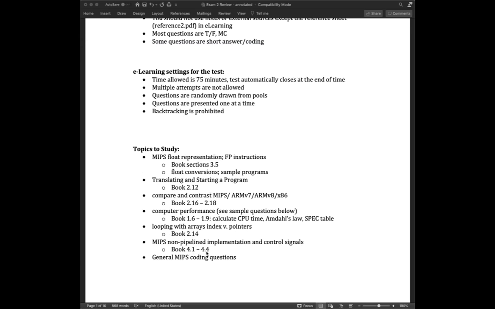The first part of Chapter 4 is this non-pipelined implementation and the control signals that we've been talking about, and then some general MIPS coding questions. These will be similar to the first exam: small coding snippets or questions where you're given some code and asked questions to make sure you can read code and understand it.